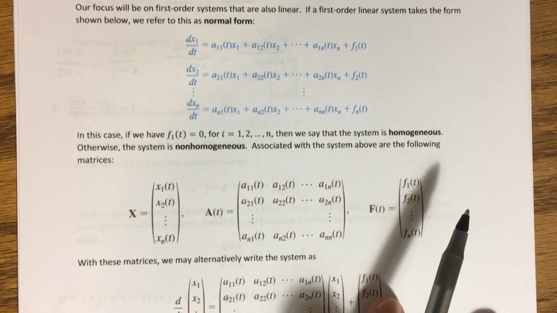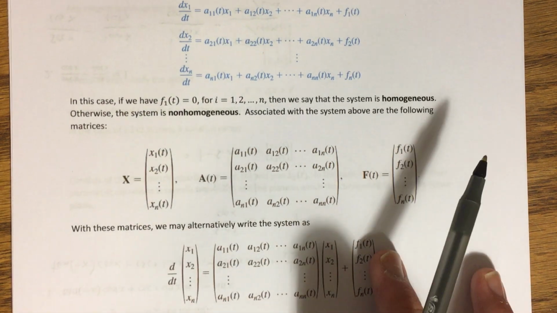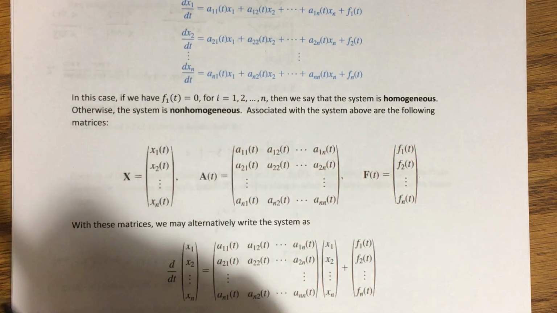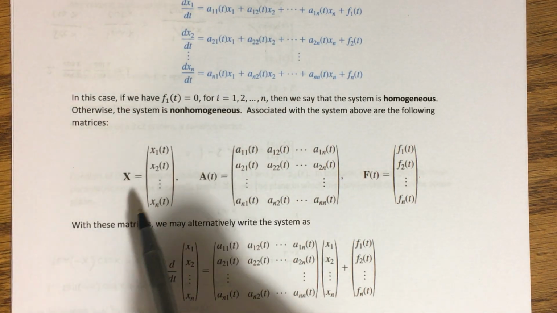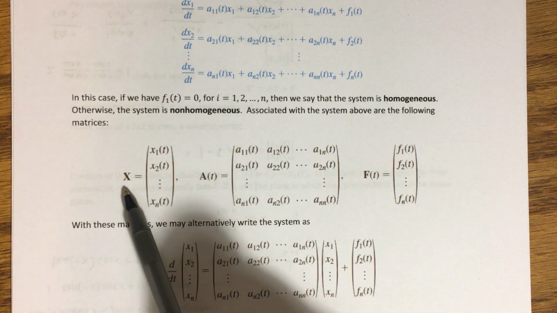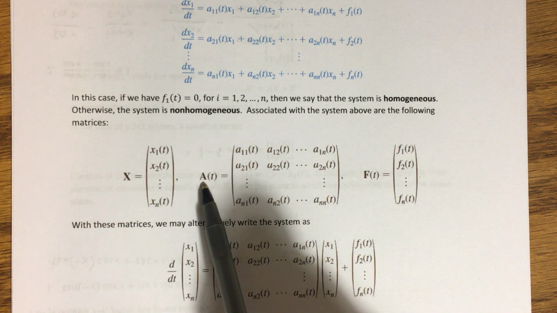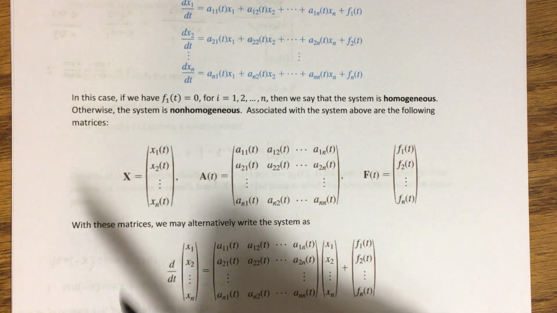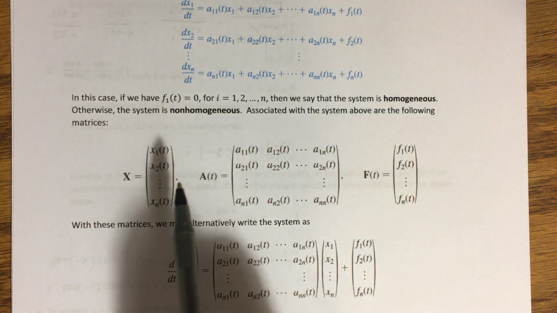Okay? And what we're going to do is define some matrices now that are going to help us relate back to this system of equations. So one thing to notice here is that when we're dealing with matrices in this section, the notation that we're going to be using is capital bold letters. So capital bold X, capital bold A, capital bold F. We're going to be seeing those a lot here.